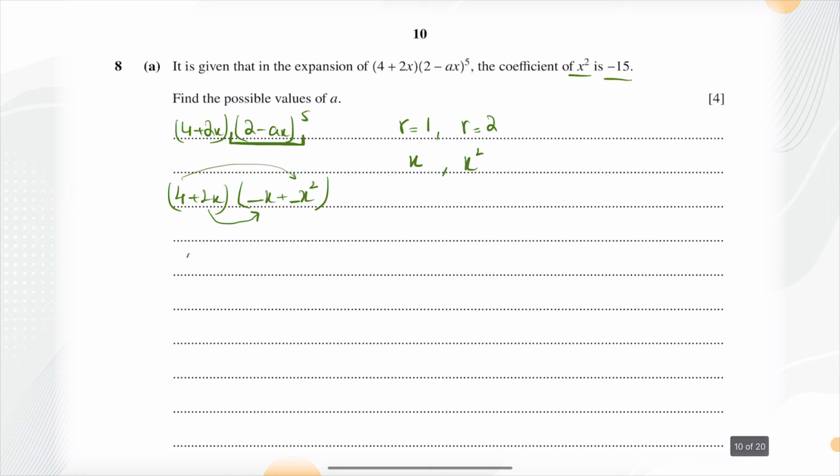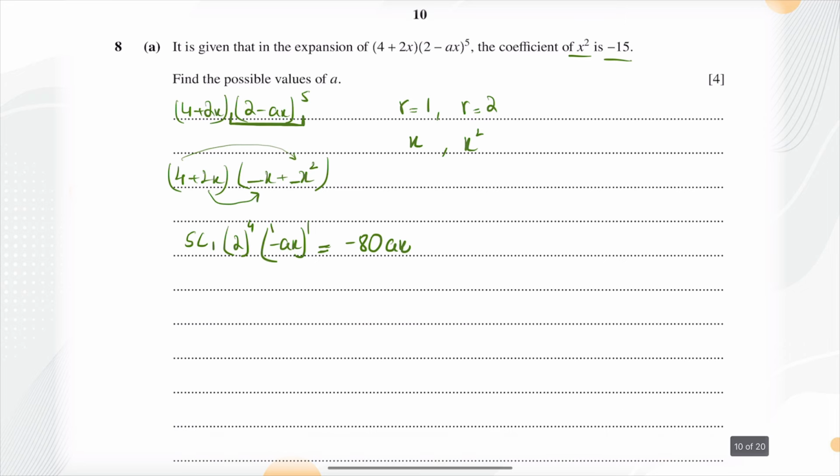So let's expand this. Let's start with 5c1, 2 to the power 5 minus 1, which is 4, and minus ax to the power 1. Okay, let's evaluate this. 5c1 is 5, 2 power 4 is 16, 5 into 16 is 80. So we get minus 80a into x. Why minus? Because of the minus over here. Now let's evaluate 5c2, 2 to the power 3, minus ax to the power of 2. So 5c2 is 10.